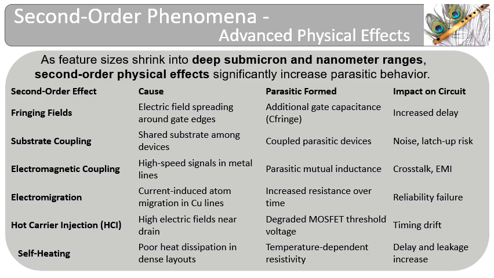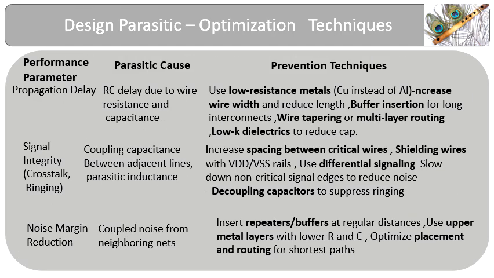Electromigration is a reliability issue where high current densities move metal atoms in interconnects, causing open or short circuits over time. Hot carrier injection occurs when high-energy carriers get trapped in the gate oxide, shifting threshold voltage and degrading MOSFET performance. Self-heating results from localized power dissipation, raising device temperature, which accelerates aging and increases leakage currents. These parasitic effects become severe in nanoscale nodes where wires are densely packed and devices operate at higher speeds. Careful layout techniques, such as shielding, isolation structures, guard rings, and controlled routing, are essential to minimize these issues.